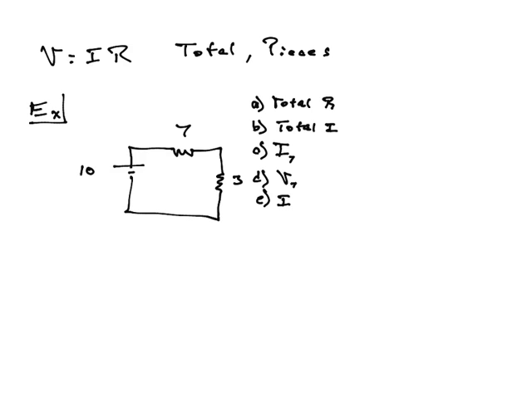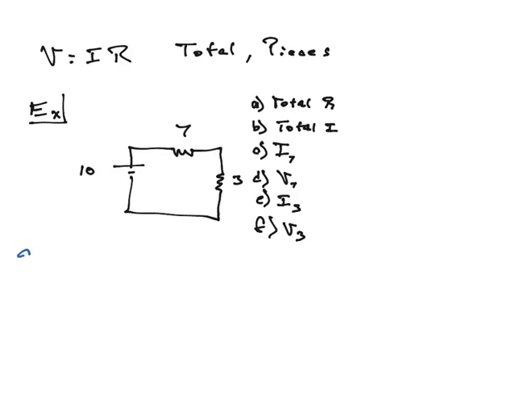And the same stuff for the 3. If I could figure all this stuff out, then I know everything there is to know about this particular circuit. So how can I go about doing this? Well, the first two, finding a total resistance and a total current, we already know how to do.